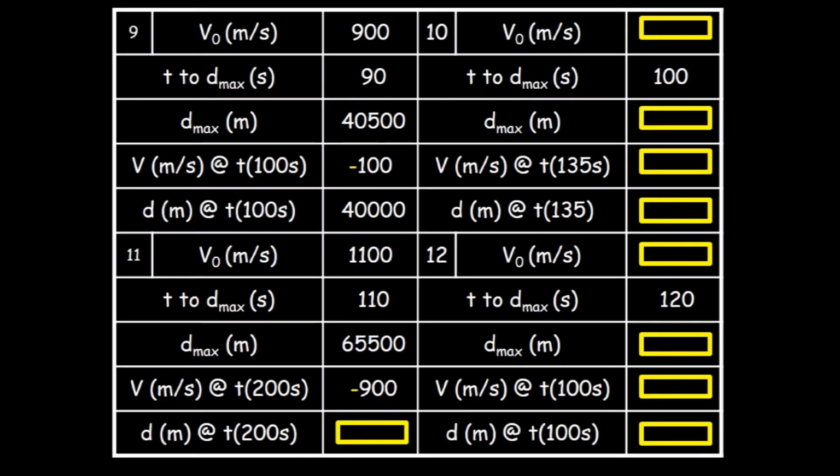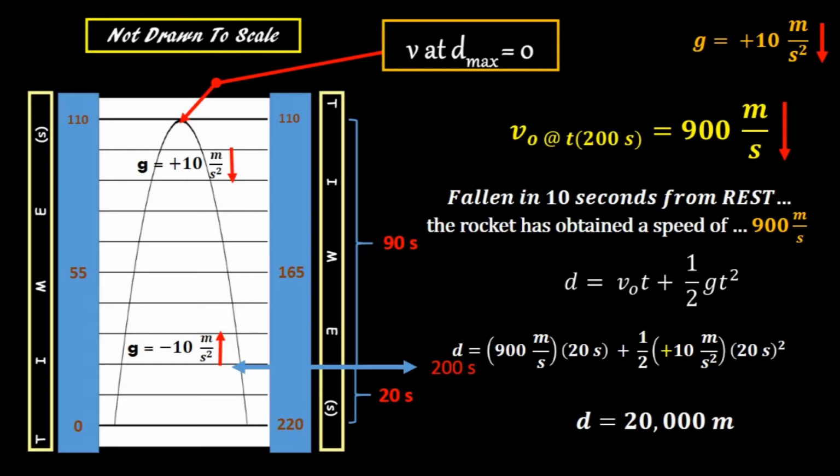So when you determine the distance, dm, at 200 seconds, it's going to be 900 times 20 plus 1/2 positive 10, 20 squared. And that should be the distance it's going to fall from, or the height that the rocket is at t equals 200 seconds. Okay, now, so that's it. So 20,000 meters.